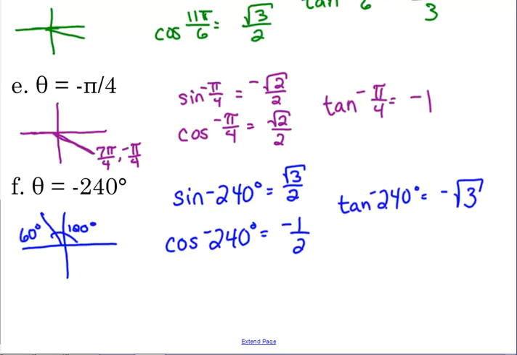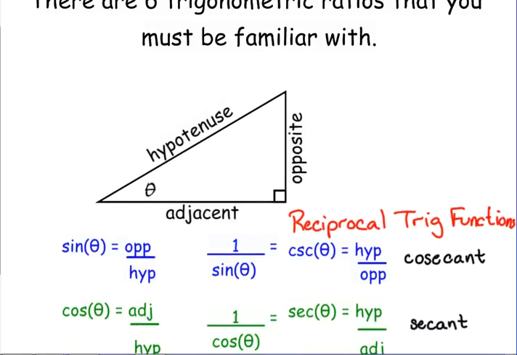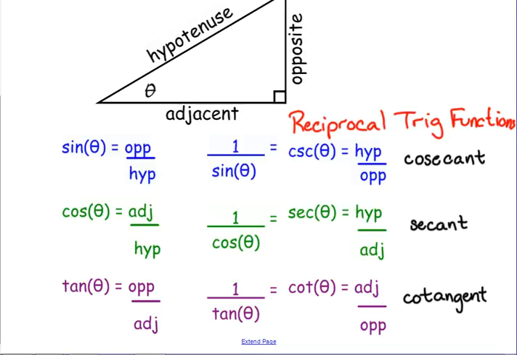Okay, because there are actually 6 trig ratios that you've got to be familiar with. We already know the first 3: sine, cosine, tangent. What pre-cal adds to that are what we call the reciprocal trig functions. Sine, cosine, and tangent you've dealt with in Math 2, Math 3. You probably have not seen these other 3. 1 over the sine is equal to cosecant. It's the reciprocal, so it flips over. Sine is opposite over hypotenuse, so cosecant is hypotenuse over opposite.